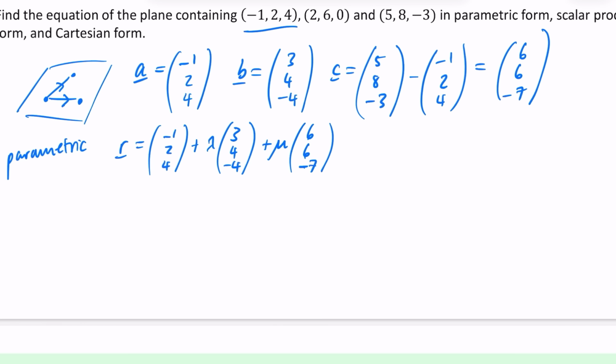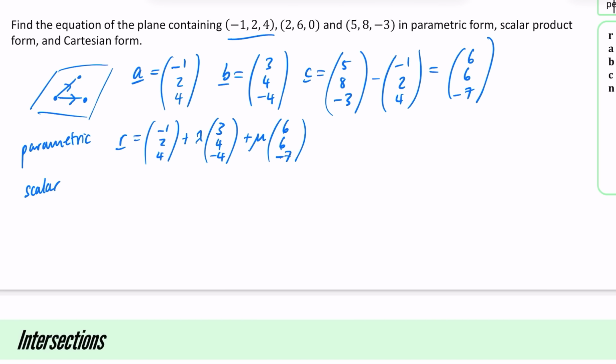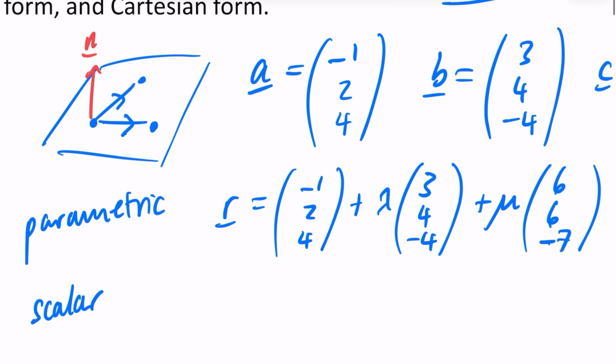Now for the scalar form that we're going to do, the scalar dot form, or the scalar product form that they call it sometimes, we need to find a vector n which is going to be perpendicular to the plane. That means that it needs to be perpendicular to this vector and to this vector. It needs to be perpendicular to both of these things.